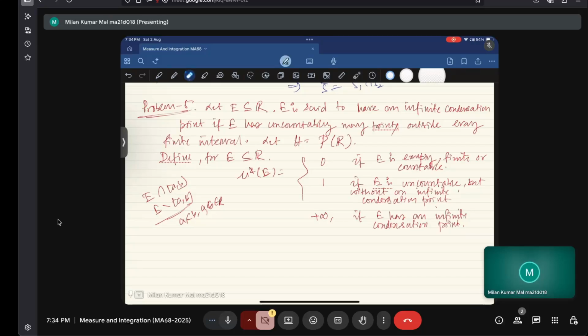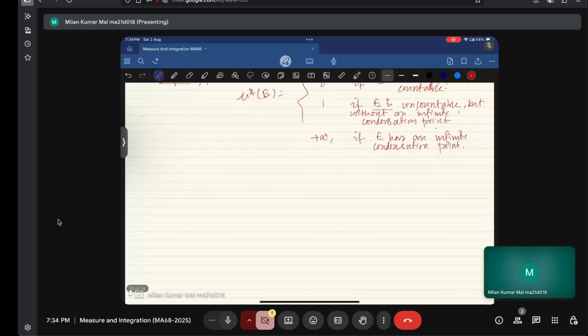Okay, and we are given the measure mu: it is 0 if the set is discrete or countable; it is 1 if it is uncountable but does not have any infinite condensation point; and it is infinity if it has an infinite condensation point. Okay, so the questions are as follows.